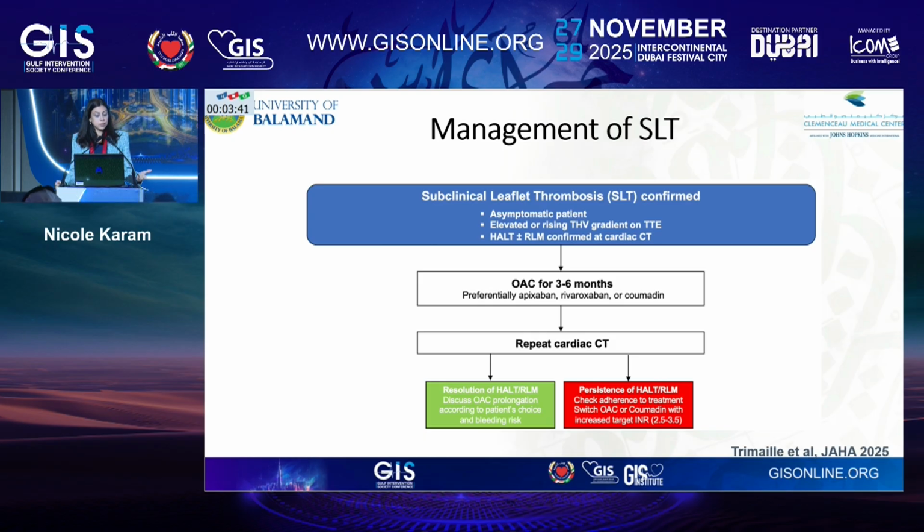So we have two possibilities. Either we have the resolution of the HALT, and in this case, we still don't know when to stop the oral anticoagulation, but we might consider keeping it if it's well tolerated by the patient. In the other case, if the HALT is still persisting with anticoagulants, then if we're using Coumadin, maybe we will consider increasing the target INR to 2.5 to 3.5, or we can switch to Coumadin if we had started with new oral anticoagulants.